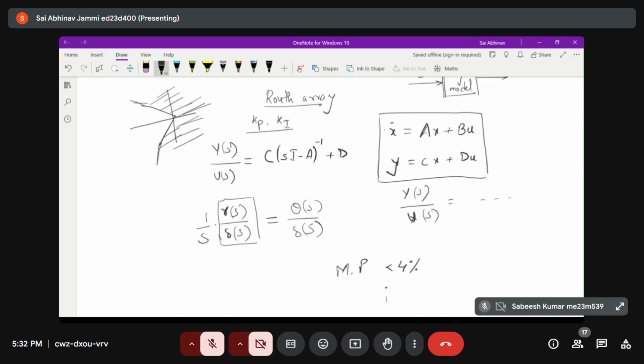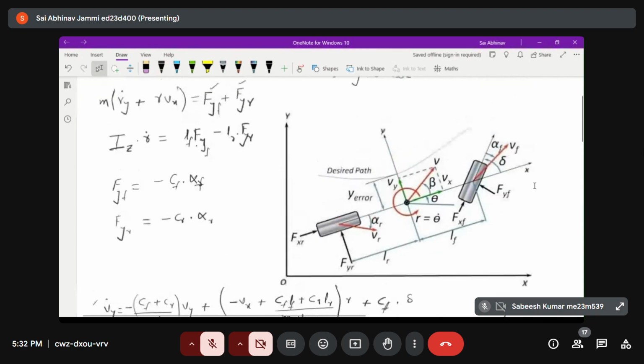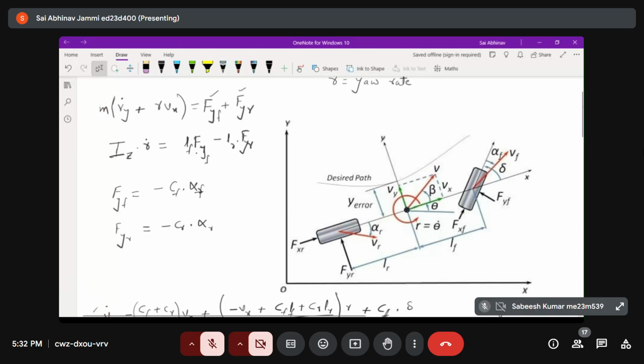So before going to the RL tool, we'll construct the Routh array, get the ranges of Kp and Ki, and then based on that, we'll vary the pole placements and the Kp and Ki values in the RL tool. That is a slight modification in this exercise. And apart from that, the procedure remains the same.